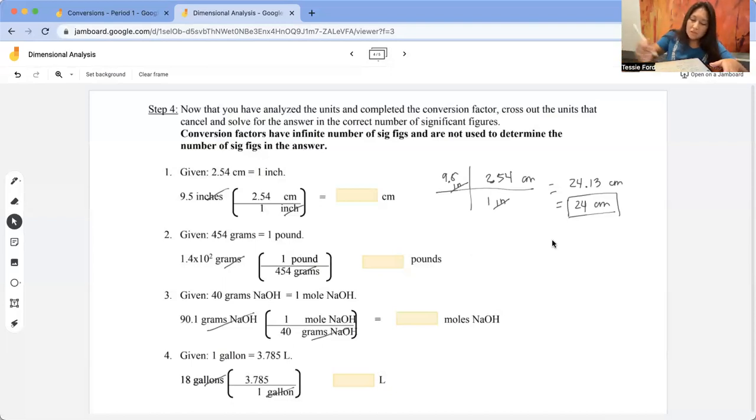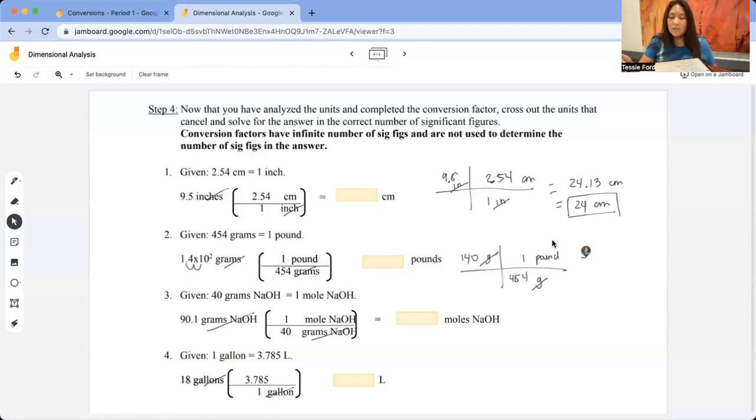Expanding first, you get 140 when you expand. 140 grams. Picket fence. And then it was grams on the bottom, pounds on the top. And then the conversion factor, 454 grams, 1 pound. Grams cancel because they're opposite of each other. Okay, and then just normal.